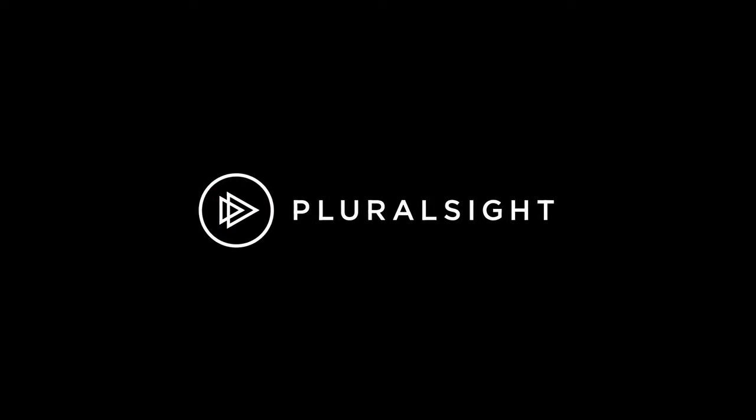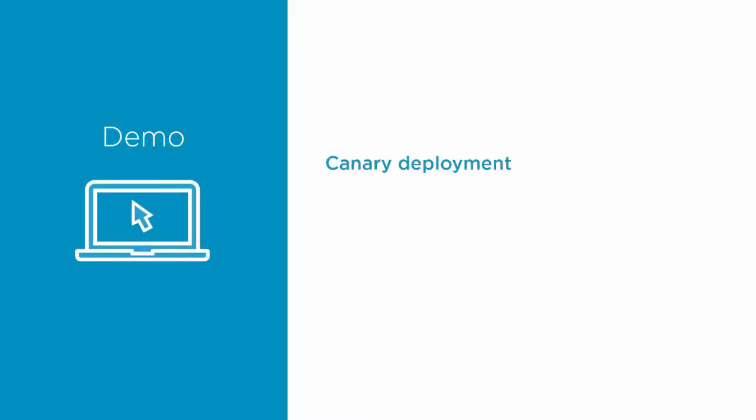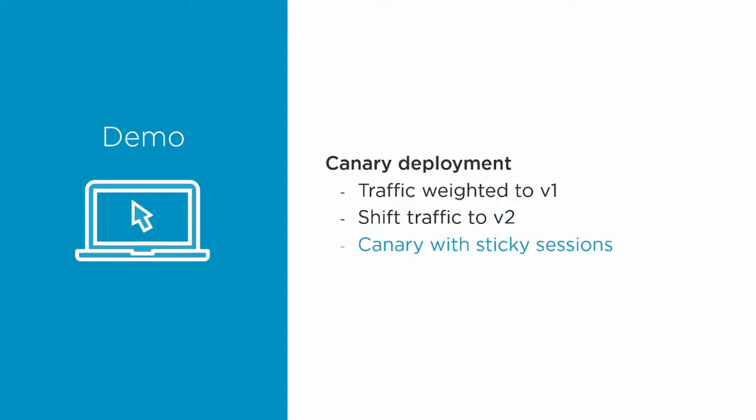This is how you do Canary deployments with Istio. In this demo, we're going to use Istio to do a Canary deployment. We'll start by having most of the traffic weighted to version 1 of our application, but we can gradually shift that traffic over to version 2. And then we'll look at how you get over one of the problems of Canary deployments, which is making sure that users get the same experience during your rollout by doing a Canary deployment together with sticky sessions.